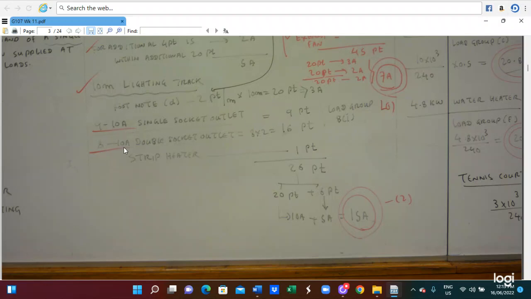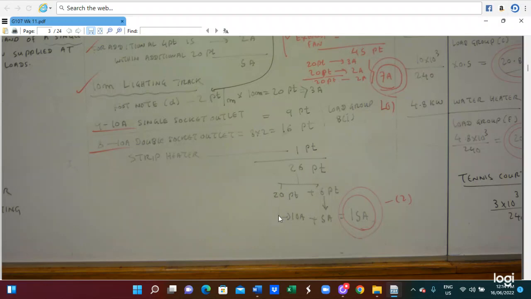Also 8 about 10 ampere double socket outlets. So 8 multiplied by 2 is 16 points, and the straight heater is also included. This is an additional 1 point, so the total is 26 points. You can divide the 26 points into 20 plus 6 points.